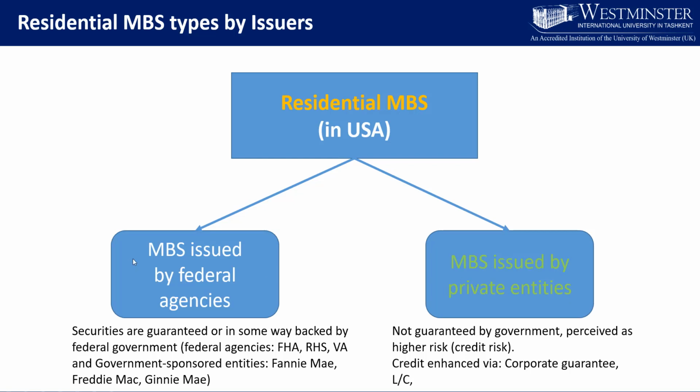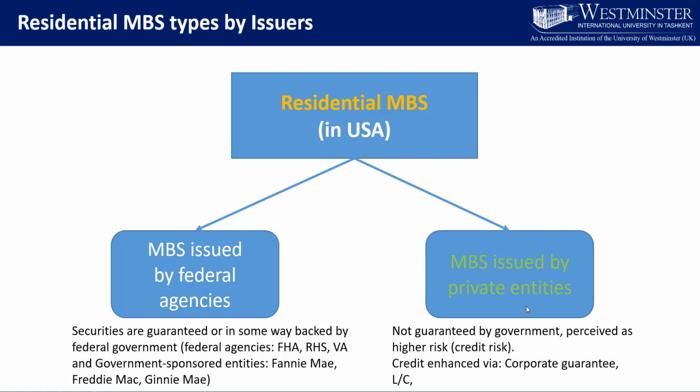So what's the difference? Well, in the US, securities that are guaranteed or in some way backed by the federal government are called federal MBS or federal agency backed MBS. These are considered higher quality because these government agencies or government sponsored enterprises stand behind these loans, okay? So it kind of gives credibility to these loans. They're higher rated by investors, actually.